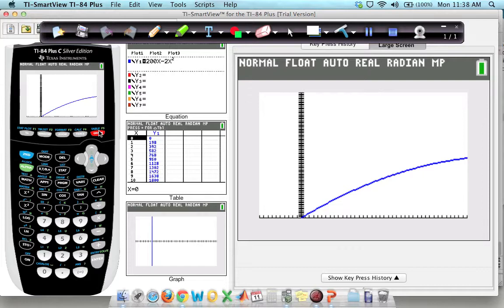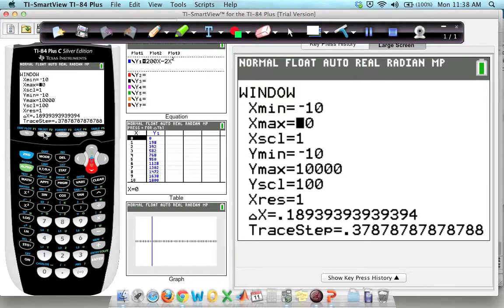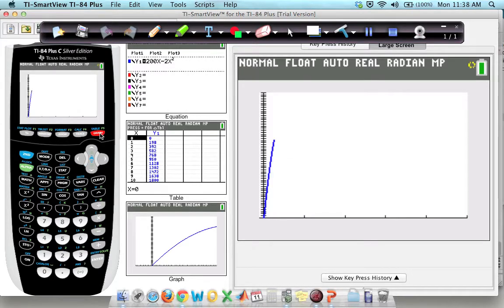So I'm going to go back to my window, and I'm actually going to try 6,000, and I'm going to make my X max 500 and my scale 100, just because I'm trying to see if I can get this graph to show up. And there we have it. Okay, so you're going to have to play around with it sometimes till you get it so you can see the whole graph. So now that I have this graph, I want to find that vertex, that maximum value.